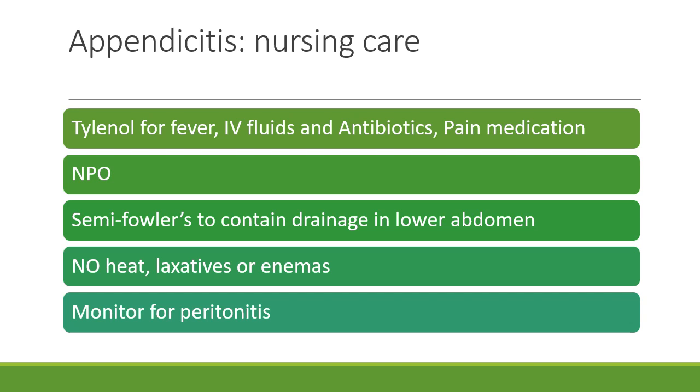Semi-Fowler's is the position of choice to contain drainage in the lower abdomen in case it does perforate. That way it doesn't spread throughout, and it would slow down the progression of peritonitis. Also, the patient tends to feel more comfortable with a slight bend at the waist rather than stretched way out flat. No heat, no laxatives, no enemas. All of those things can actually increase the likelihood of perforation and peritonitis. So those are no's. And then since we know that peritonitis is a risk, we're going to monitor for peritonitis.